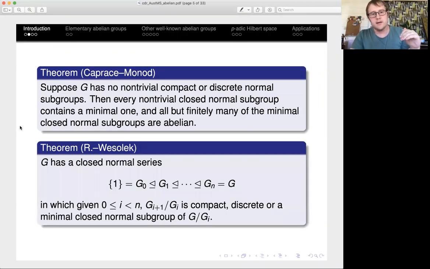The second thing is that any compactly generated l.c.s.c. group has a normal series which is almost a chief series. So the factors are either compact, discrete, or they are chief factors, meaning that G_{i+1} over G_i is a minimal closed normal subgroup of G over G_i. So there's no closed normal subgroup between G_i and G_{i+1}. So we have these general structural results.